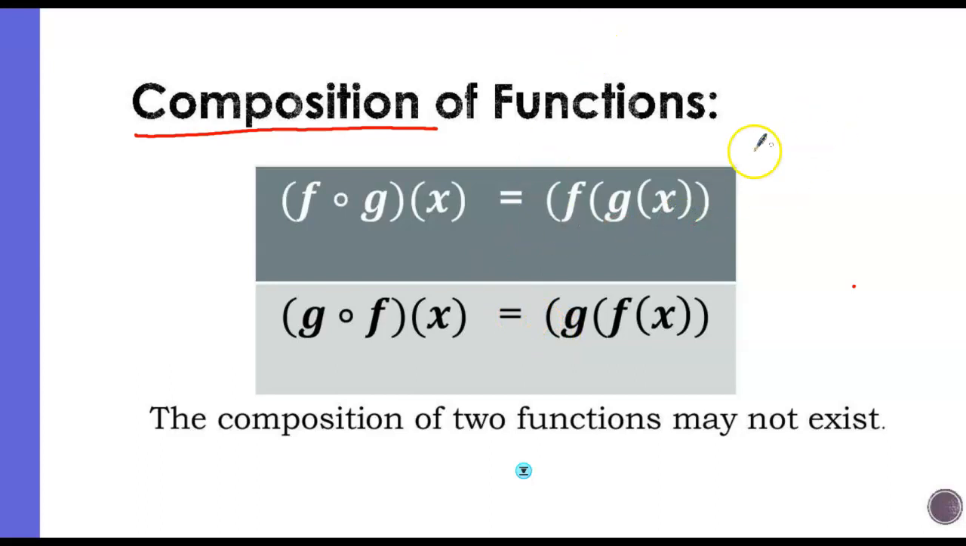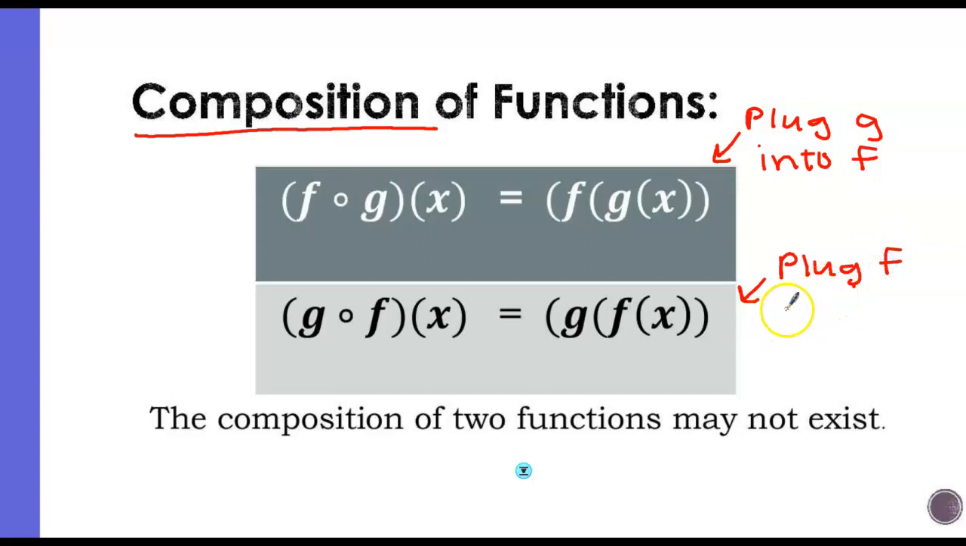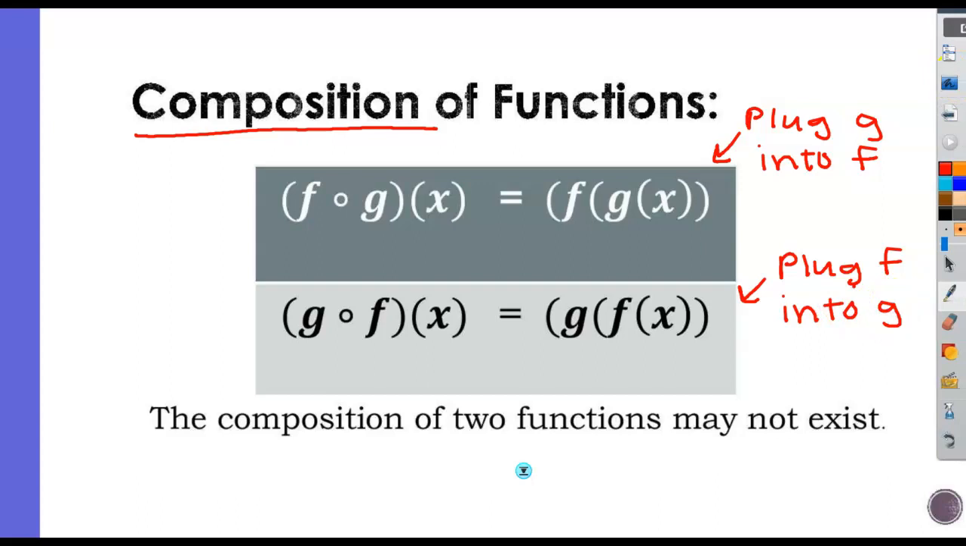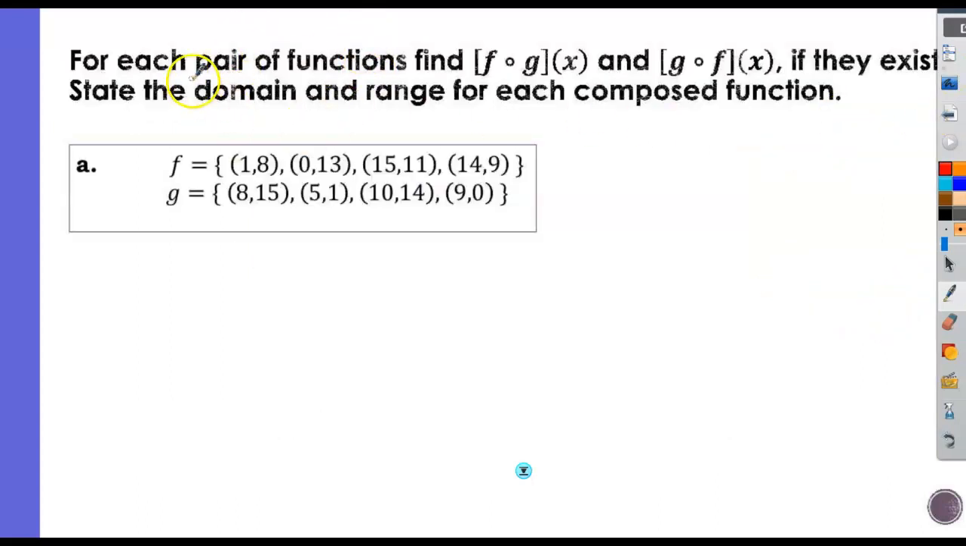This first one is telling me to plug the g function into the f function. Plug g into f. And this one is telling me to plug f into g. Plug the f function into the g function. So let's see what that looks like. First, we're going to have these ordered pairs. For each pair of functions, find f of g of x, g of f of x, if they exist. State the domain and range for each composition.